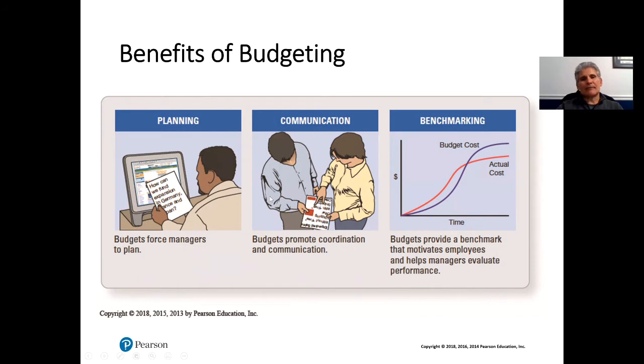The next benefit of the budget is the communication. It allows departments that don't normally interact on a regular basis to get together, and helps them understand how to coordinate better. And then finally, one other benefit of budgeting is that it creates the benchmark. It creates those numbers that we can look at to compare whether the company is moving in the right direction.